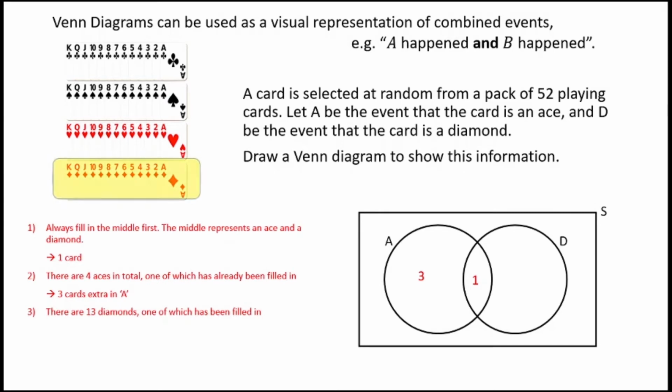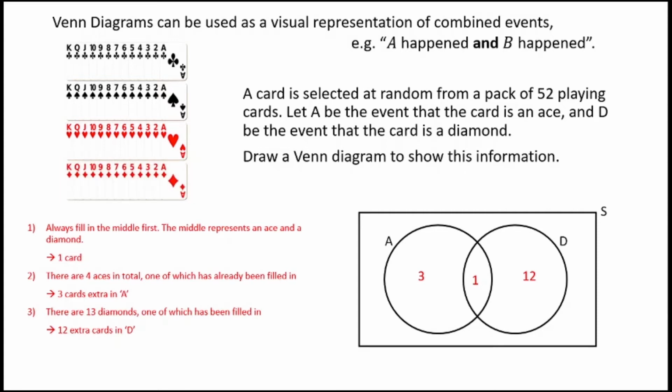There are 13 diamonds in total. The circle for D needs to contain 13. I already have 1, so I need to fill in the other 12 diamonds. And they will go inside circle D, but remain outside of circle A.